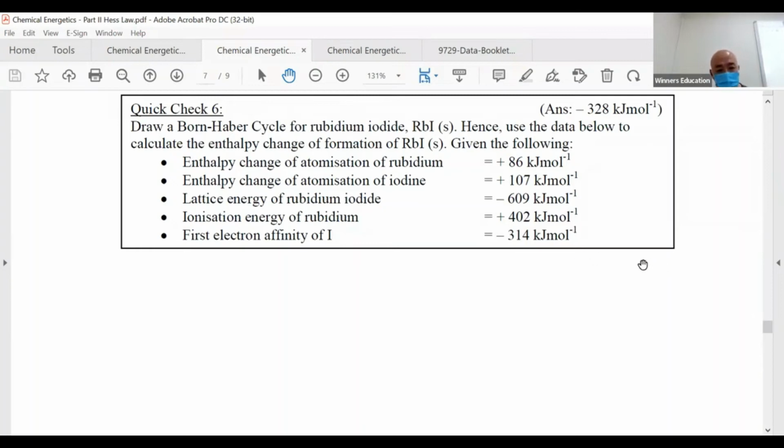All right, draw a Born-Haber cycle for rubidium iodide, and hence use the data below to calculate the enthalpy change of formation. So all five of them come out, right? Formation 1, atomization 2, lattice energy 3, ionization 4, electron affinity 5. Everyone okay? Standard 5. All right, so all values you have already.